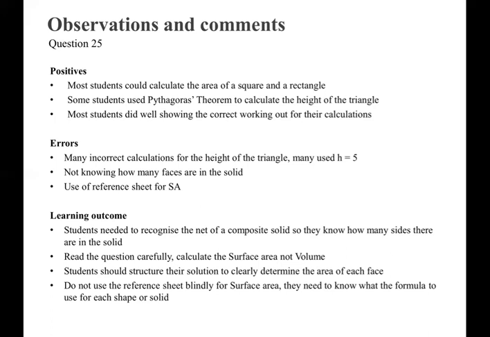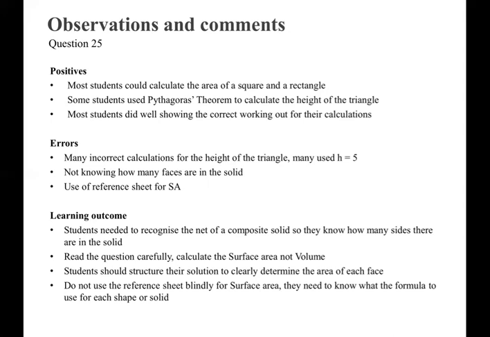However, the major problem that they had was the height of the triangle. As I said, that really caused a lot of problems. They often used the height of 5, which is the hypotenuse of the triangle. They knew it was half the base times the height, they just had trouble finding the height. So that was one of the biggest issues.